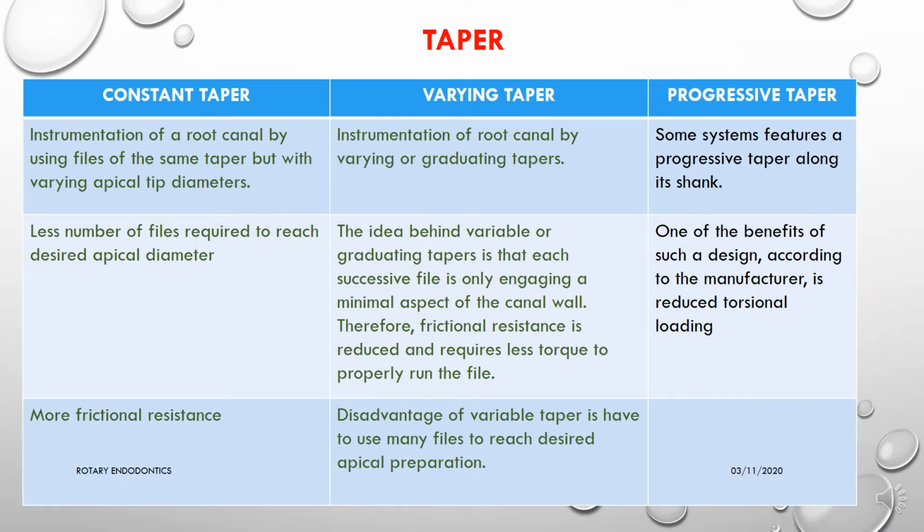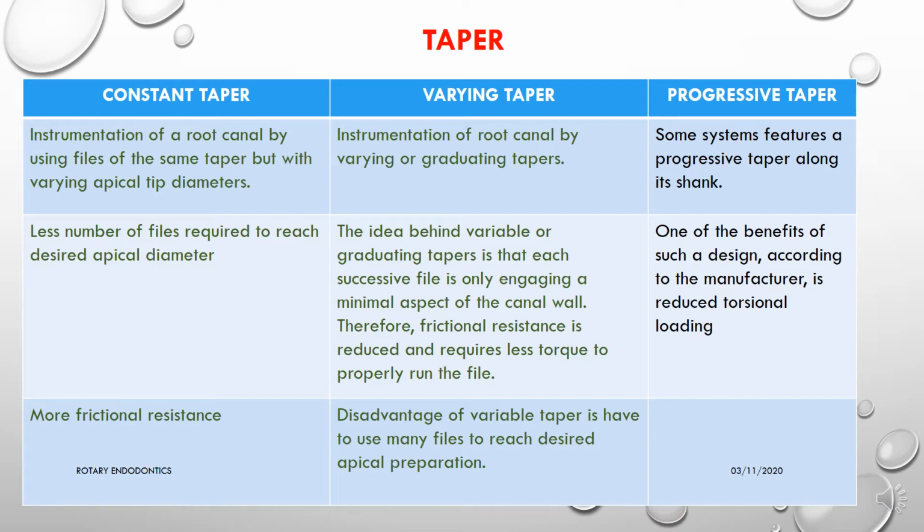Files can have three types of taper. One is constant taper, second is varying taper, and third is progressive taper. In constant taper, the instrumentation of the root canal is done by files of the same taper but with varying apical diameter. So fewer files are required to reach the desired apical diameter, but with constant taper there might be more frictional resistance.